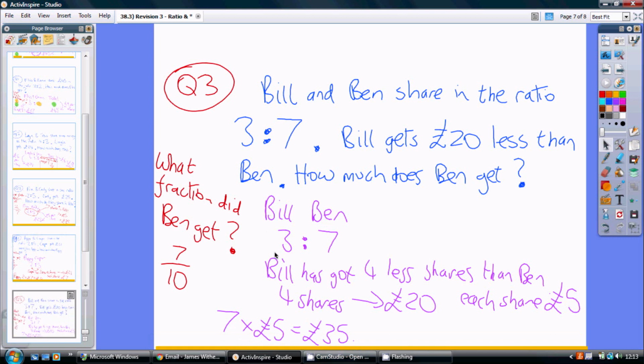So Bill to Ben is 3:7. So Bill has got 4 fewer shares than Ben. 7 take away 3 is 4. So 4 shares less, and that's worth £20. 4 shares, £20. So each share must be worth 20 divided by 4, which is £5. So how much does Ben get? Well, Ben has 7 shares, each one of which is worth £5. 7 fives are £35. And a separate question, what fraction did Ben get? Well, Ben got 7 out of 10 parts, so that's 7/10.